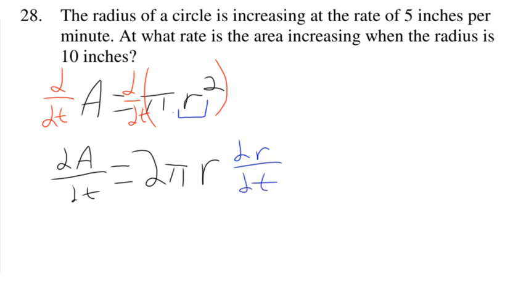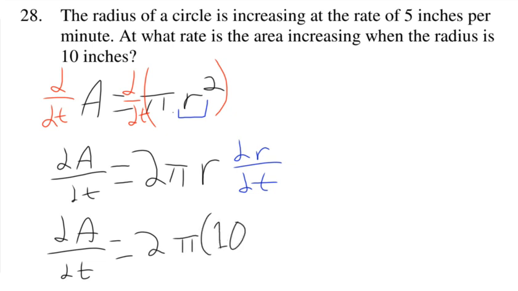Right, now we just have to find some values here. We're interested in the rate at which the area is increasing when the radius r is 10 inches. So we can plug that in. dA/dt equals 2 times pi times 10.